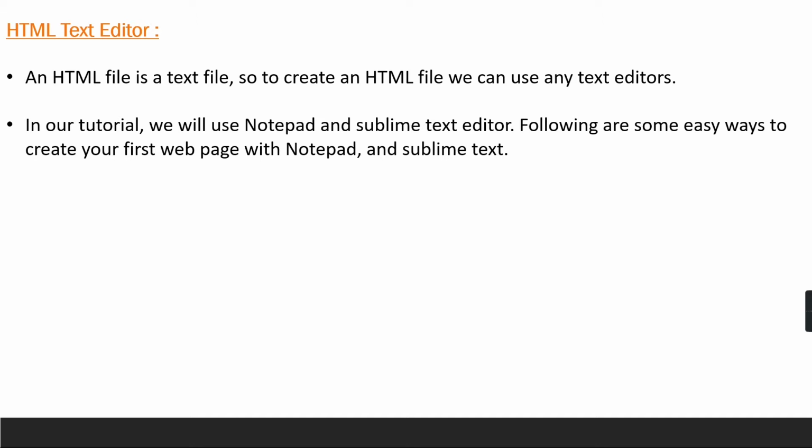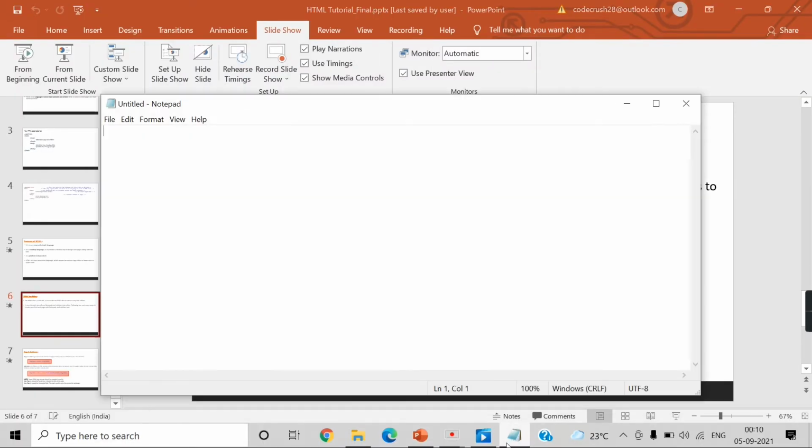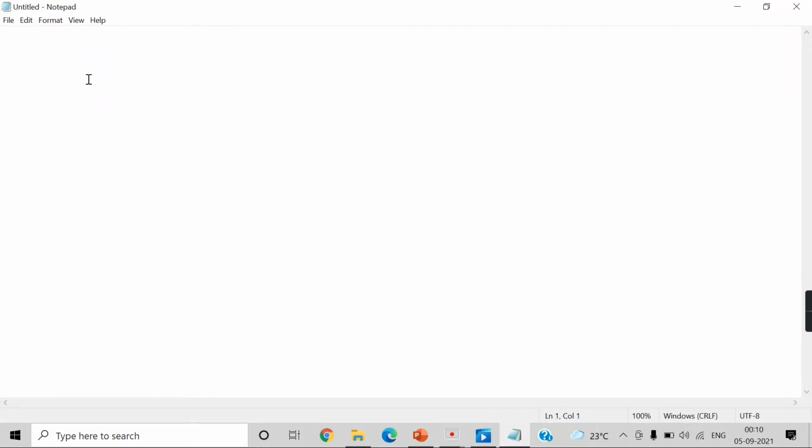Following are some easy ways to create our first web page with Notepad and Sublime text. First, I will show you one HTML code written in Notepad. After that, we will be mostly using Sublime text as our editor. So let's write our first code of HTML in Notepad. Let's get started. So the first tag we need to write is of doctype.